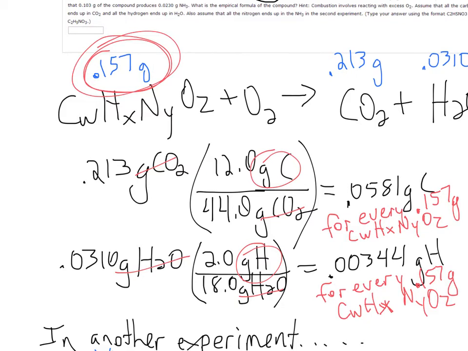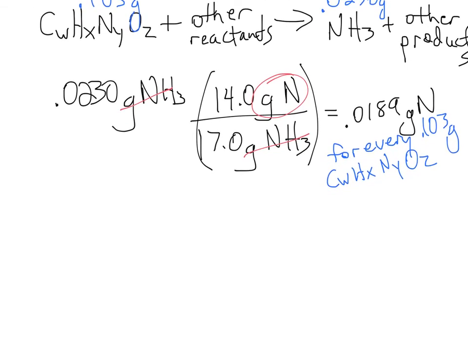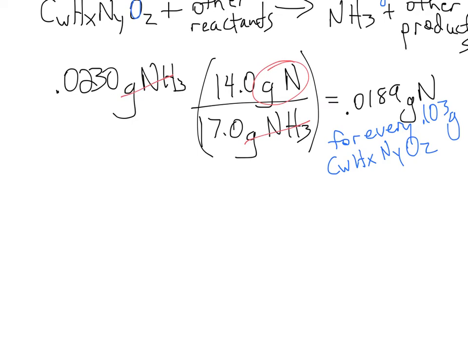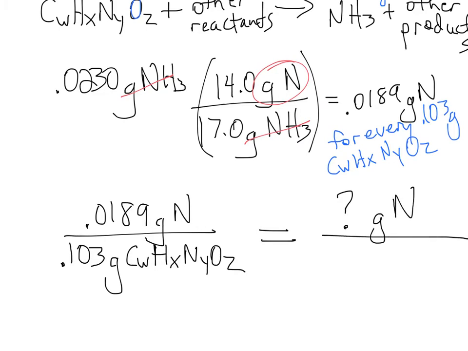Since 2 of our masses are worked out for every 0.157 grams of the unknown, let's convert the only one that isn't. And we'll just set up a proportion. So if we know that you have 0.0189 grams of nitrogen for every 0.103 grams of the unknown compound, we're interested in finding out how many grams of nitrogen we would have for every 0.157 grams of that same unknown compound.